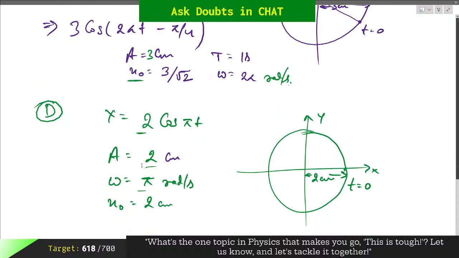In the fourth plot, it is given that x equals 2 cos pi t. It is a simple equation without any initial phase angle, that is phi. So at t equals to 0, the position of x equals to 2 centimeter, on the axis. So the amplitude would be equal to 2 centimeter, and omega would be equal to pi radian per second, and x naught equals to 2 centimeter.